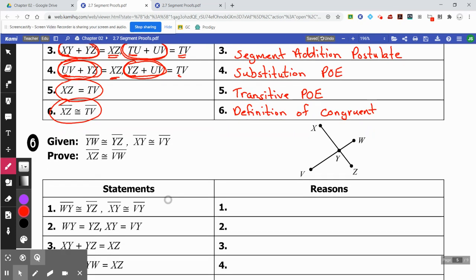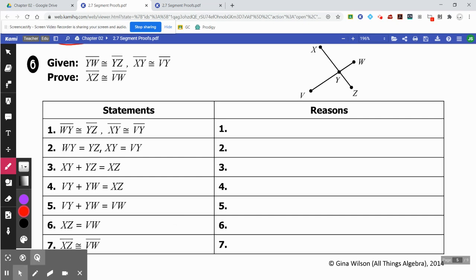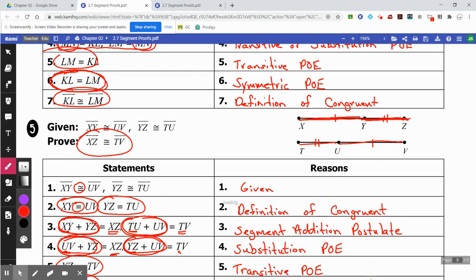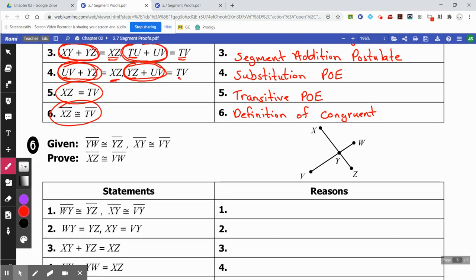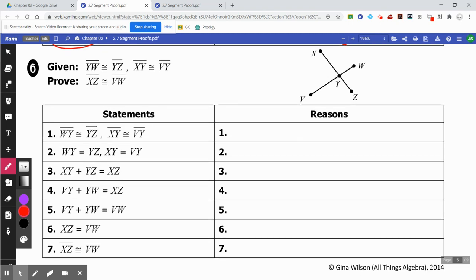Okay, number 6. Number 6 is the exact same proof as the last one. The only difference is they have the 2 lines crossing instead of being next to each other. So exact same proof. However, we're going to work it a little bit different just to show you there's multiple ways of going through these steps. So first off, we're given that WY is equal to YZ and that XY is congruent to also VY.